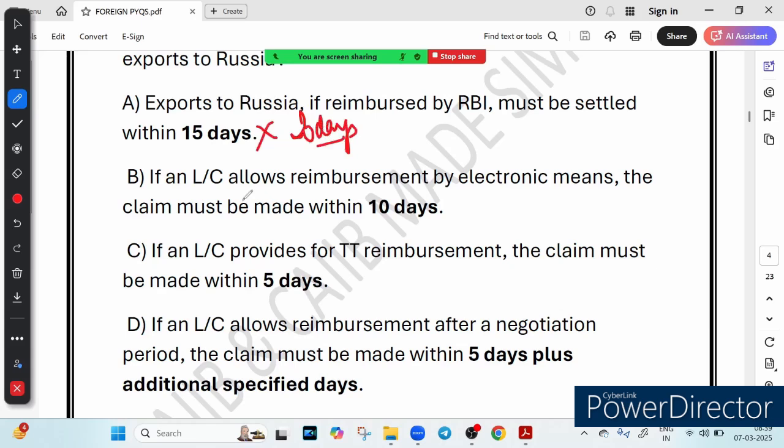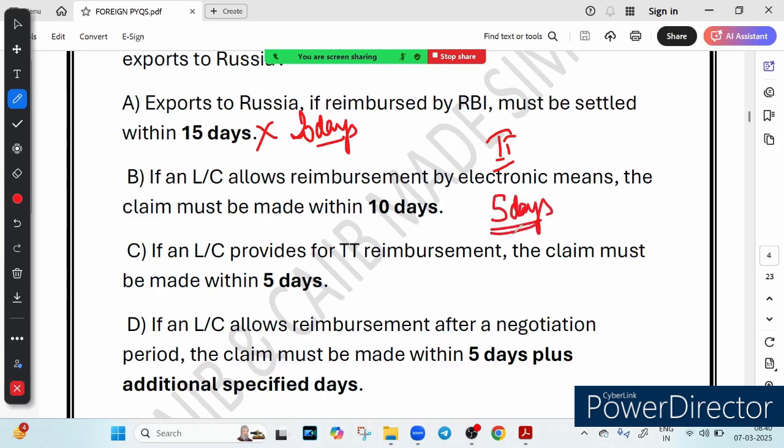Then option B suggests that if an LC allows reimbursement by electronic means, the claim must be made within 10 days. But this is incorrect, because of reimbursement through TT. What is the meaning of TT? Telegraphic transfer. Reimbursement through TT or a similar method must be claimed within 5 days. You must remember it must be claimed within 5 days, not 10 days.